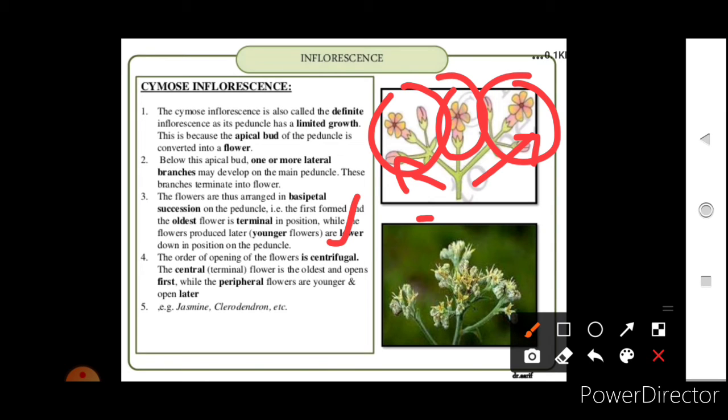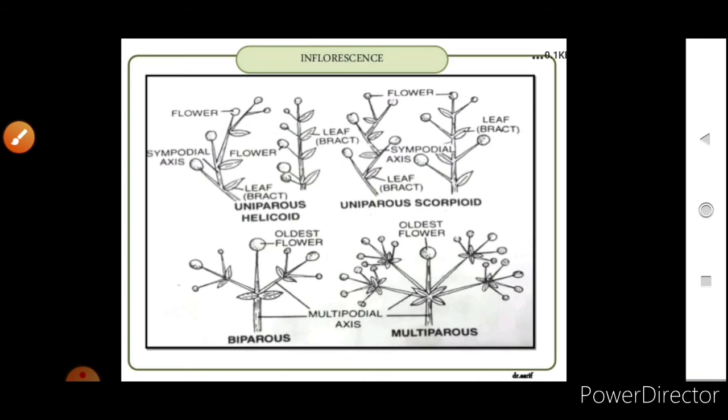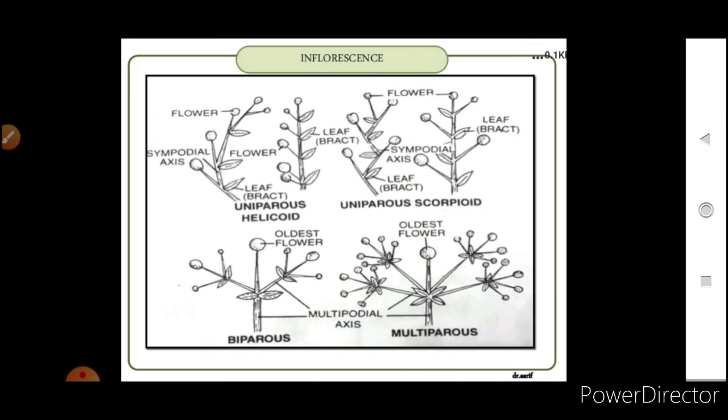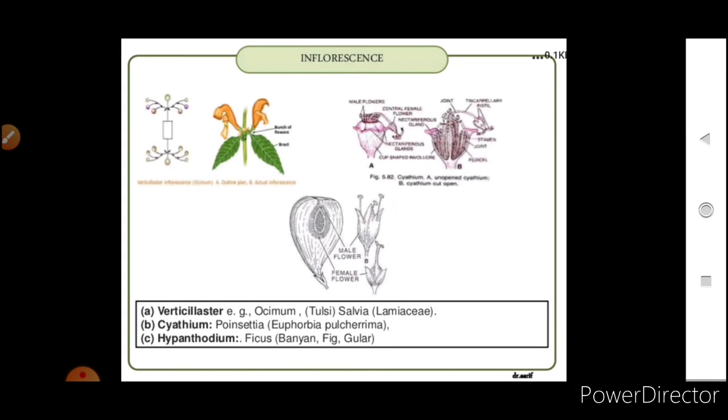In racemose it was centripetal, here it is centrifugal. The central terminal flower is the oldest and opens first, while the peripheral flowers are younger and open later. You can see this very clearly in jasmine. So these are examples of cymose inflorescence: the uniparous helicoid, uniparous scorpioid, biparous, multiparous, verticillaster, cyathium and hypanthodium.